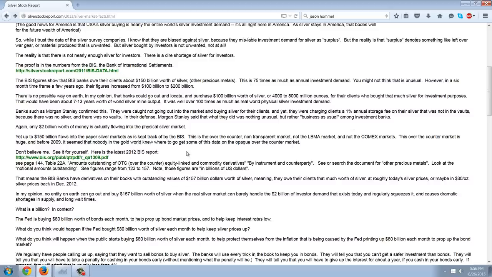Again, only $2 billion worth of money is actually flowing into the physical silver market. Yet up to $150 billion flows into paper silver markets, as is kept track of by the BIS. This is the over-the-counter, non-transparent market, not the LBMA market, not the COMEX markets. This over-the-counter market is huge, and before 2009, it seemed that nobody in the gold world knew where to go to get some of this data on the opaque over-the-counter market.